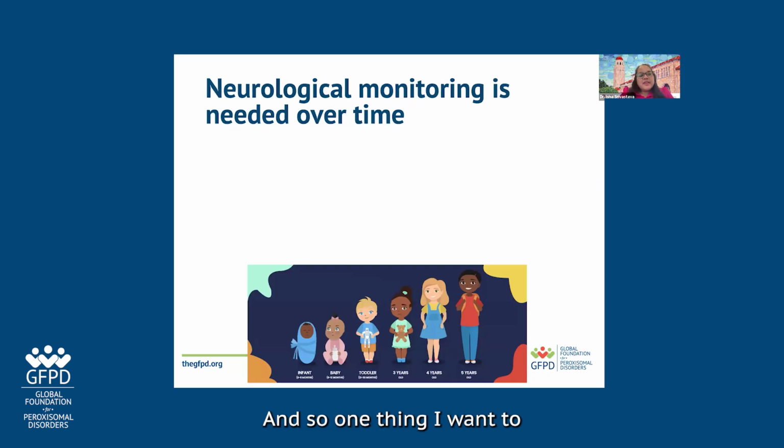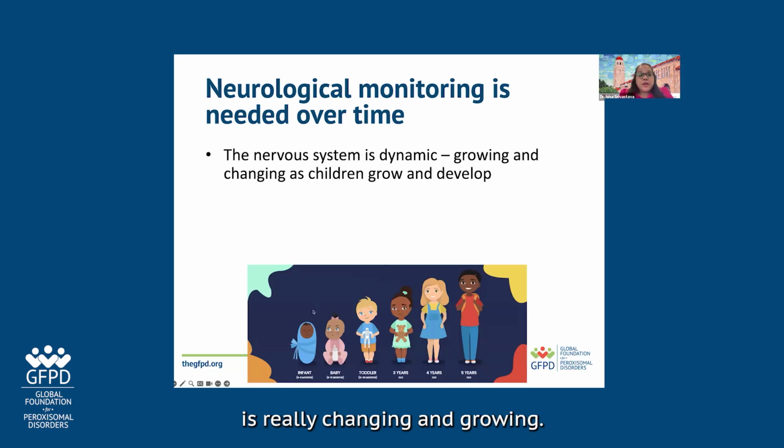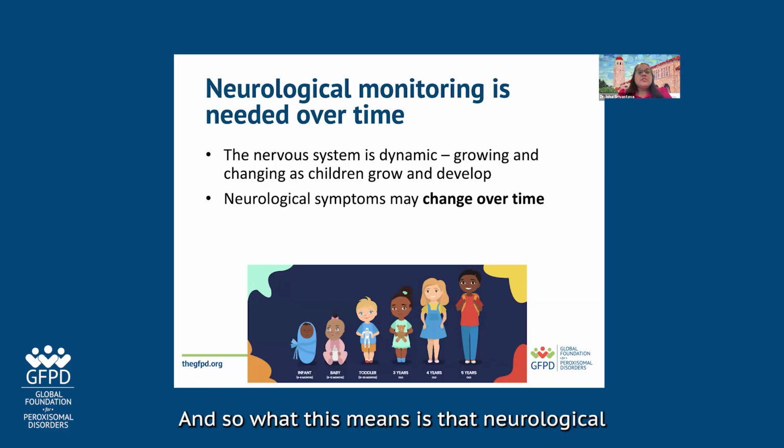One thing I want to hopefully emphasize is that the nervous system, like many other parts of the body, is really changing and growing. So when you think about the brain, spinal cord, nerves in a little infant compared to someone that's going to school, for example, someone that's 5 years old, the nervous system and the brain and the spinal cord and the nerves and the body has changed a lot. And so what this means is that neurological symptoms and how they affect the body can change over time.